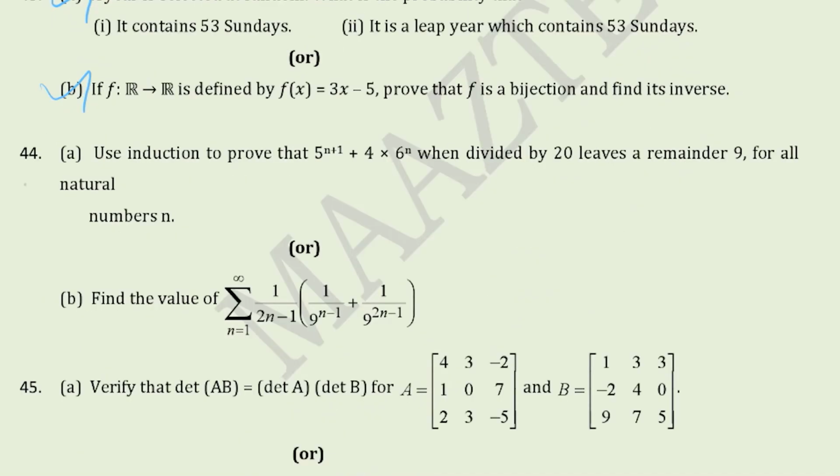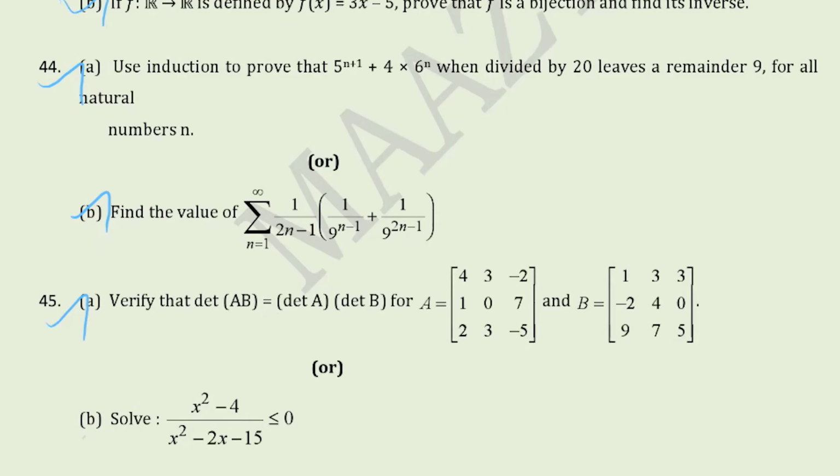Next, 44 A: use induction to prove that 5 power n plus 1 plus 4 into 6 power n, when divided by 20, leaves a remainder 9 for all natural numbers. Next, question number 45 A: matrices A and B are given, and from that we have to show that determinant of AB equal to determinant of A into determinant of B. Next, 45 B: solve the given expression.